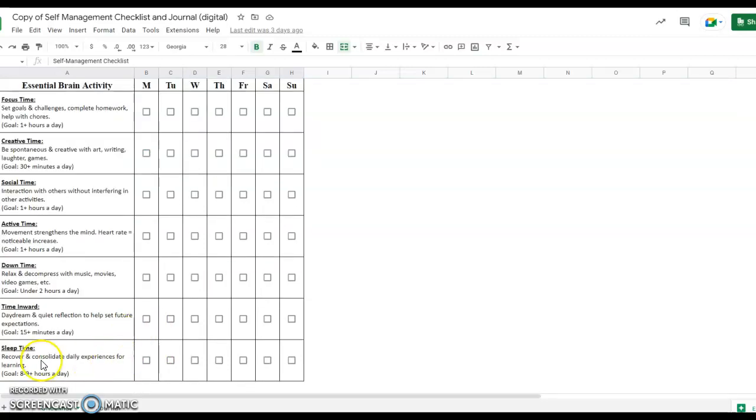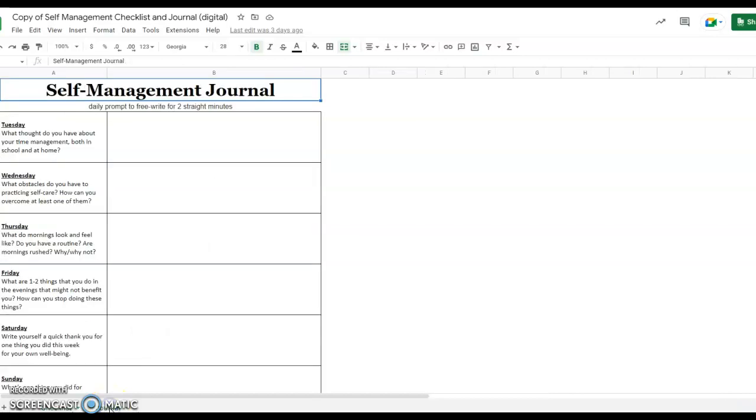Okay, so you just go down each day, sleep time 8 to 9 hours a day. You're getting 8 to 9 hours. If you're getting that per day, or you got it on a Monday, check the box. If you didn't, don't. The second piece on the tab below is the journal.